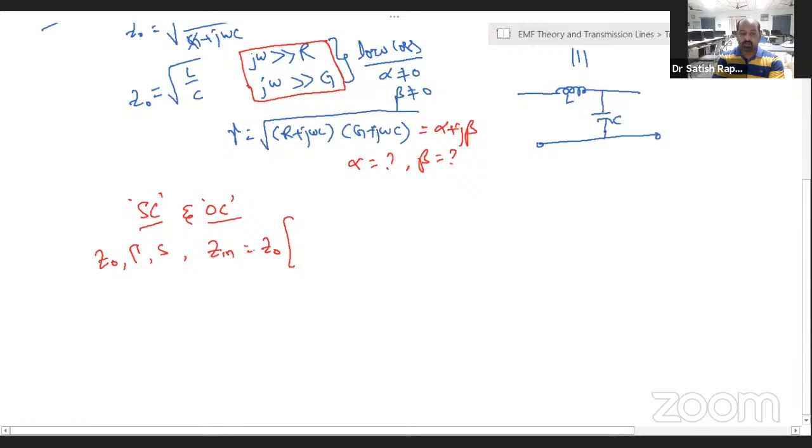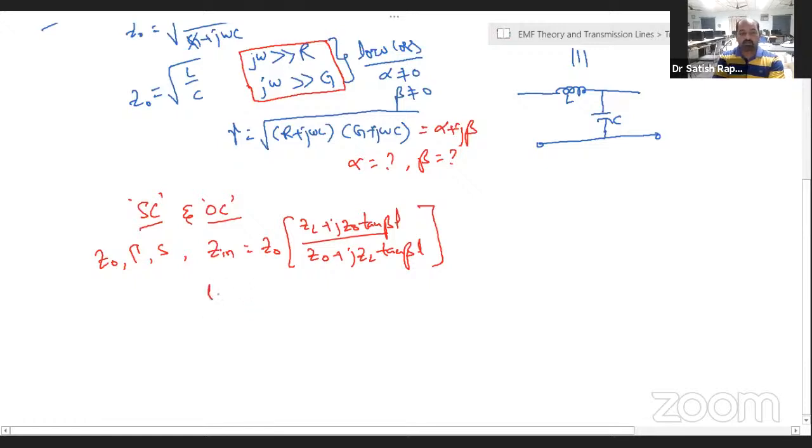So for example, input impedance Zin is equal to Z0 times (ZL plus j Z0 tan beta L) divided by (Z0 plus j ZL tan beta L), right? And here let us consider various lengths of transmission lines.